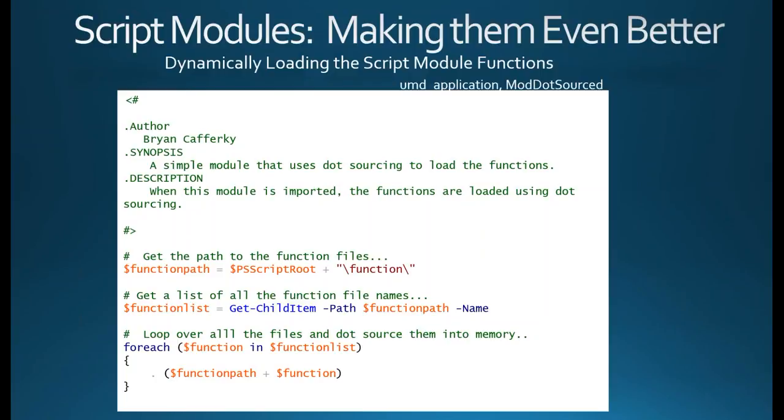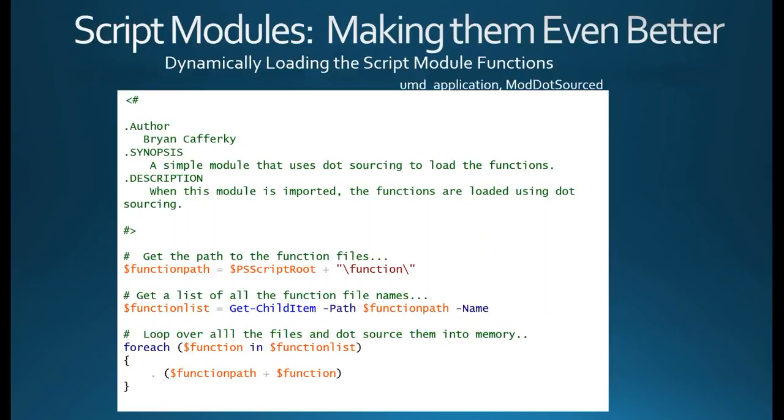$PSScriptRoot is an interesting little variable. It has a value only when code is running, and what it holds is the location of that code. So it's going to point to the module path itself. It tells me exactly where the module is. So now I know what that is, and I wanted to put my functions one level down in a subfolder called function. So function path is basically the path to where my module is, plus function.